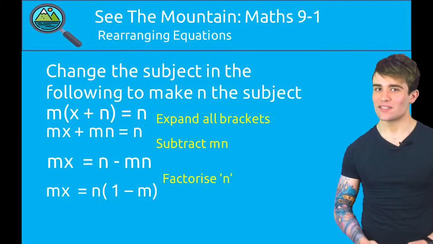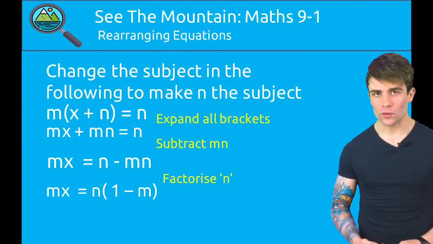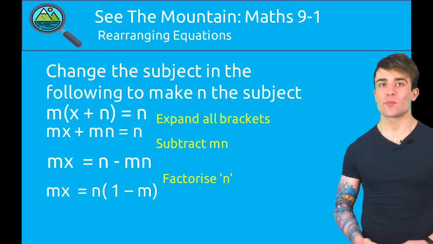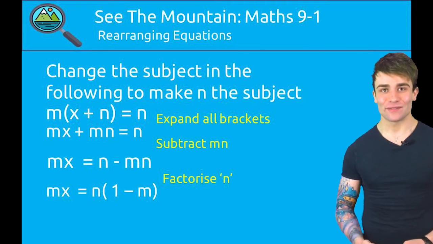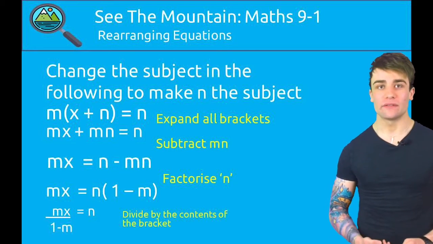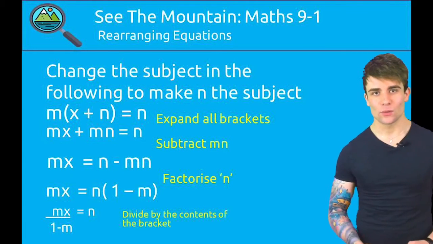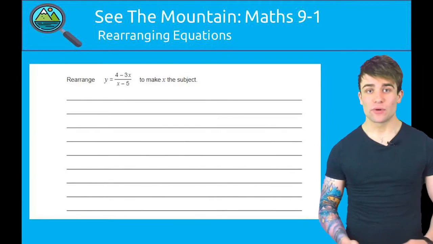Right, there's that tricky step. Let's factorize. mx equals n, open bracket, 1 minus m, close that bracket. And then lastly, we're going to divide mx by 1 minus m to give us a final value of mx divided by 1 minus m equals n. All right, that's pretty tricky.